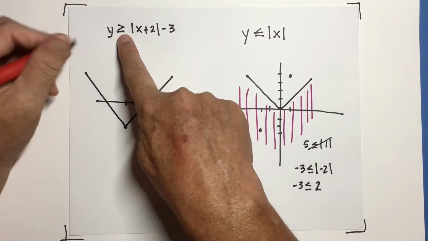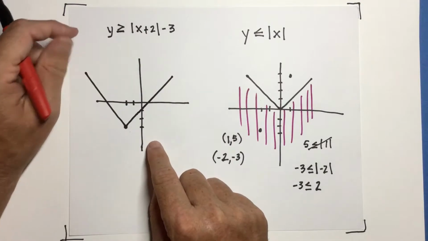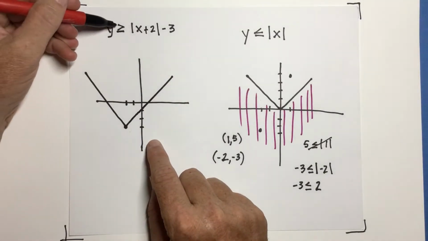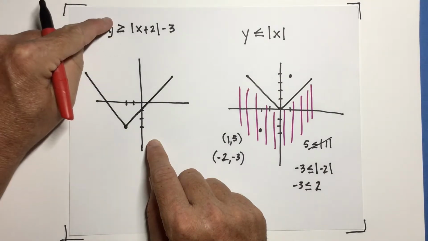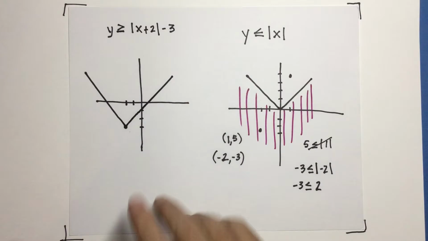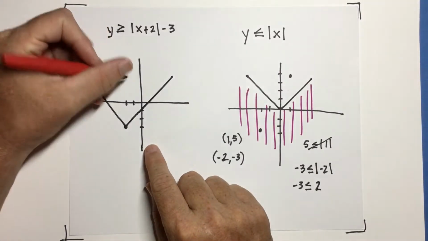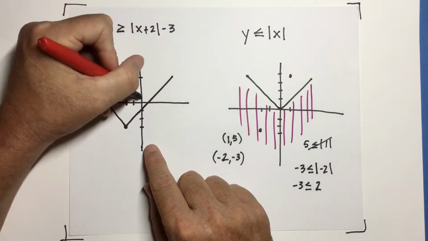And again, because it's an equal sign, I make it a solid line. Now it's just a matter of what else is included because of my greater than symbol. You can probably make a guess here that it's going to be everything above the line because it's greater than. But let's not assume at this point. So let's pick a point that we know is up here. How about minus 2, 4?